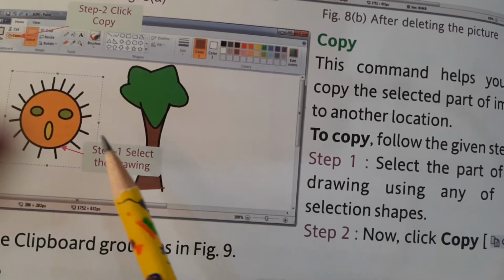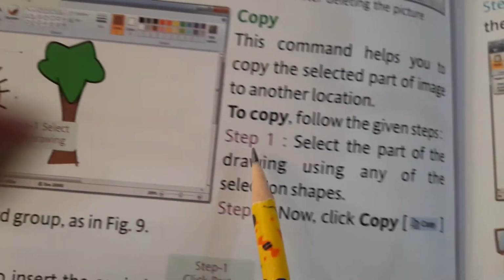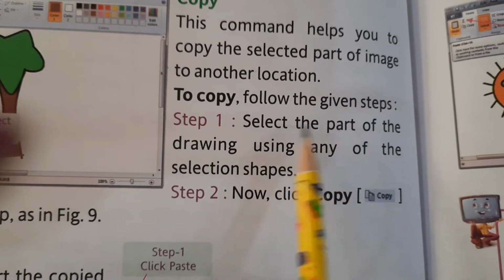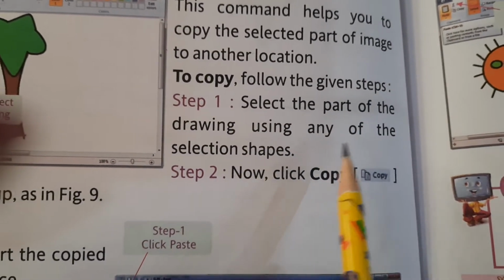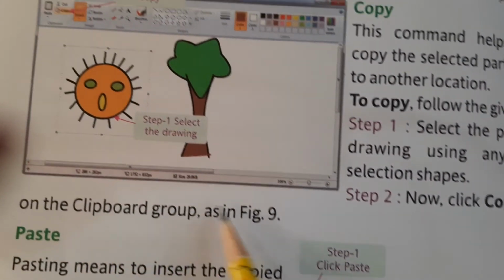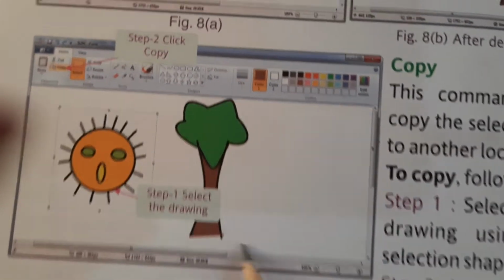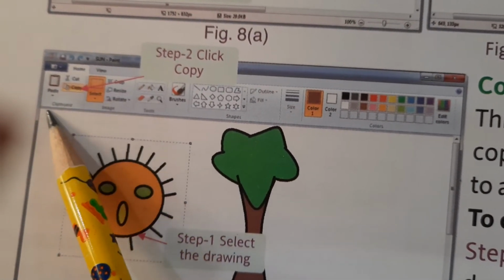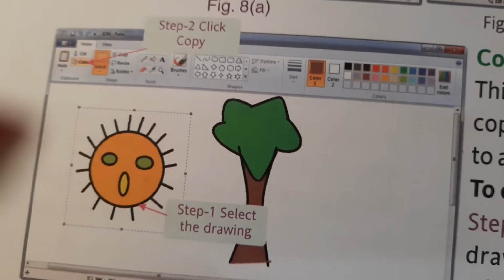Means we will select the drawing part and then we will click on this. To copy, follow the given steps. Select the part of the drawing using any of the selection shapes. Now click copy on the clipboard group as in figure 9. Here the copy option is given. You can see copy, cut and paste is given. So from here you will select copy.